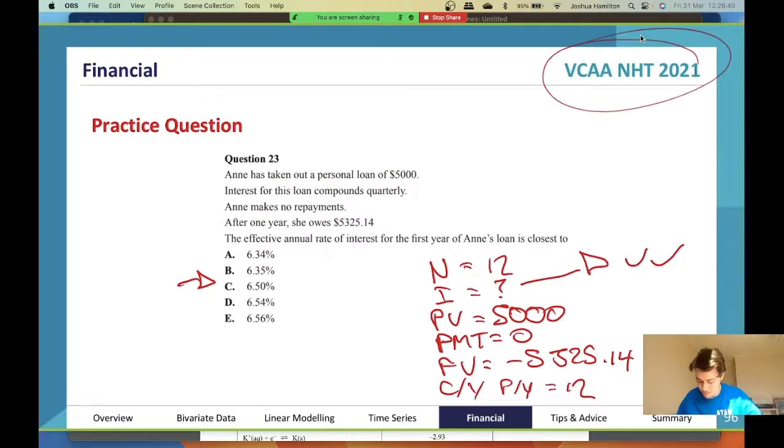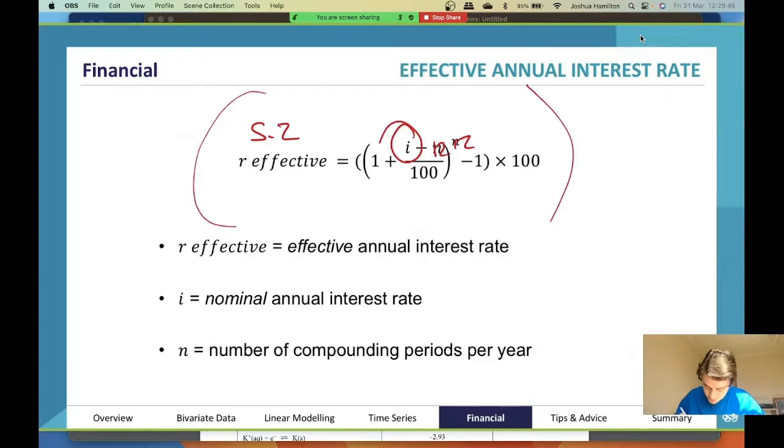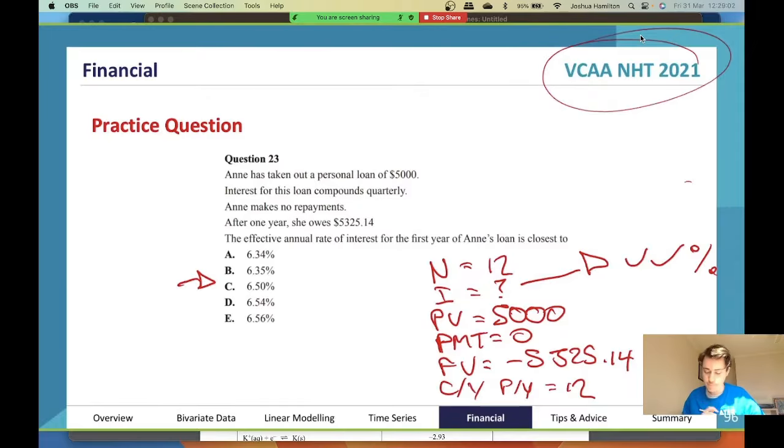Once I find this percentage, whatever it is, I then go and put this in my effective interest rate formula here. So I put that as I. So I would put whatever that was there as I. So put that in here. And I put this as 12, this is 12, and I get my effective interest rate. And what you'll find, this is a 2-step question, and you find that your answer there is C.